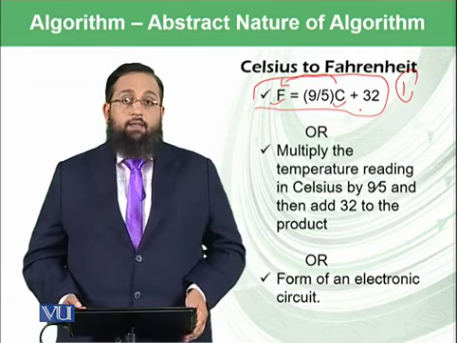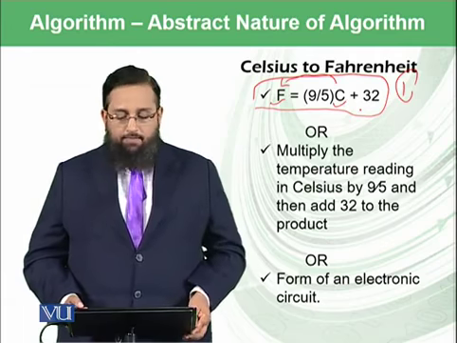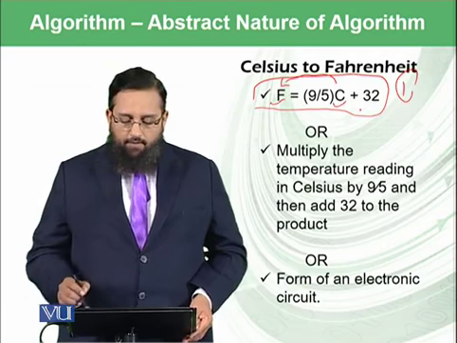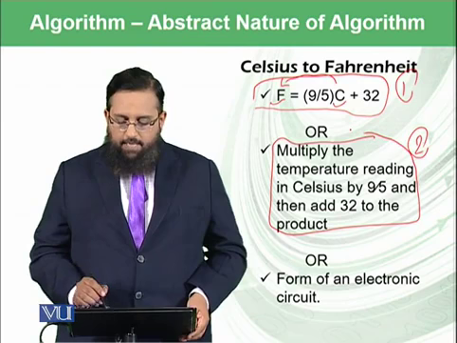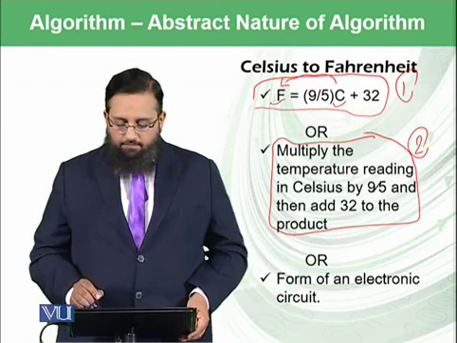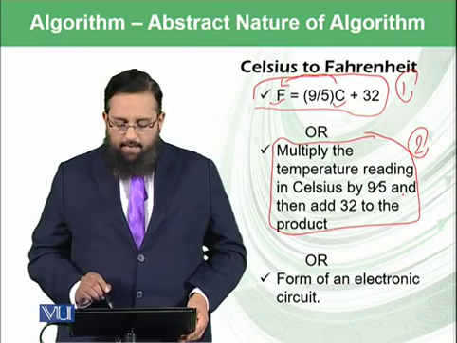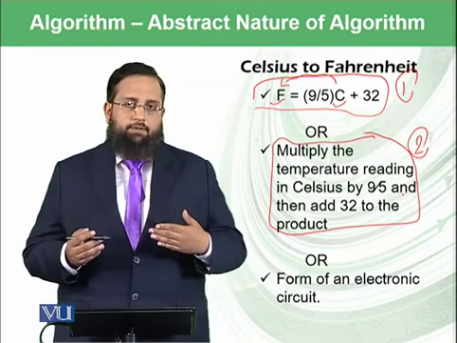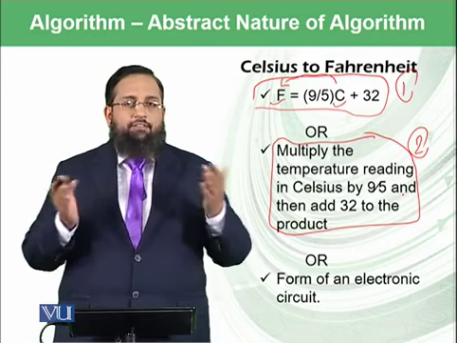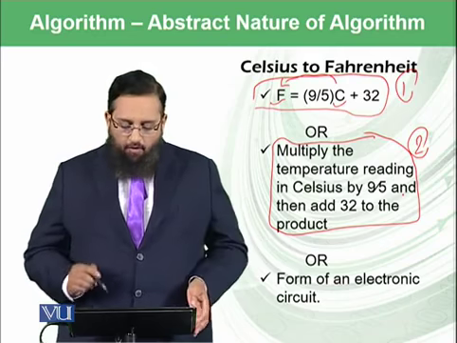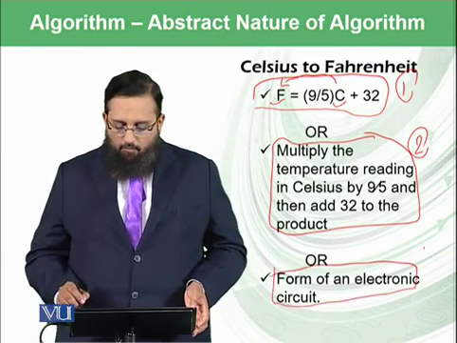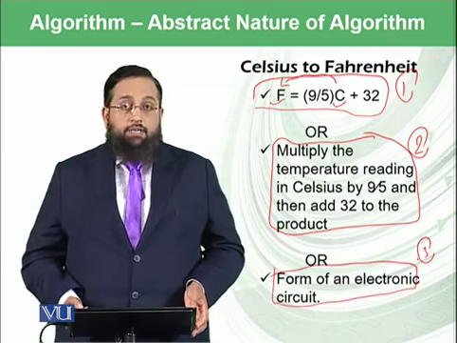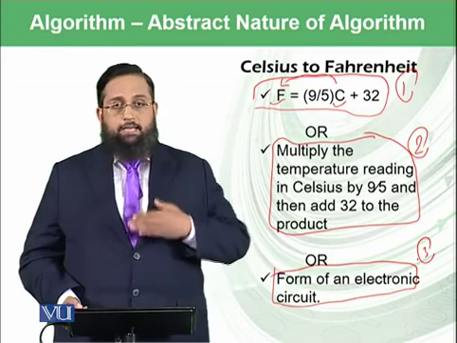There could be another way of telling the same algorithm. The representation could be different, which is here, the second one. We are saying multiply the temperature reading in Celsius by 9 by 5 and then add 32 to the product you have acquired. So this is another way of telling this. Or there could be a third way, which is a form of an electronic circuit which converts Celsius into Fahrenheit.